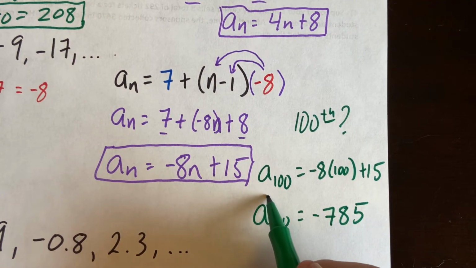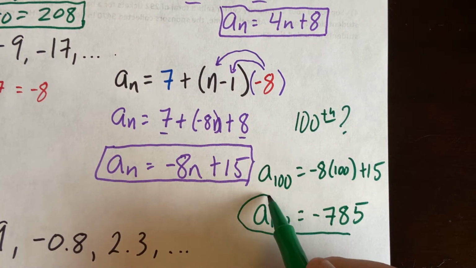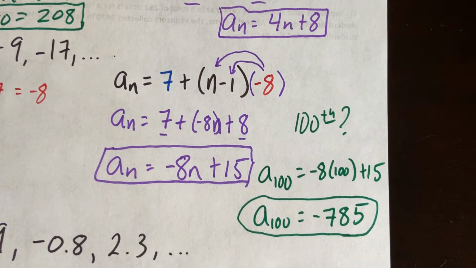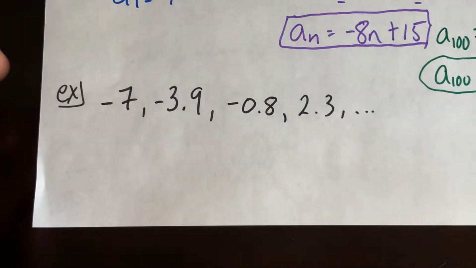Okay, so again, we just found the 100th term, and we can write that like this: a sub 100 is equal to -785. Cool. So then I've got one other example for you.